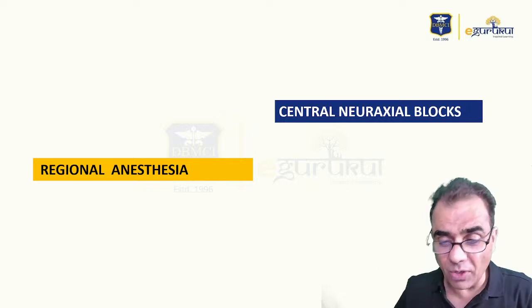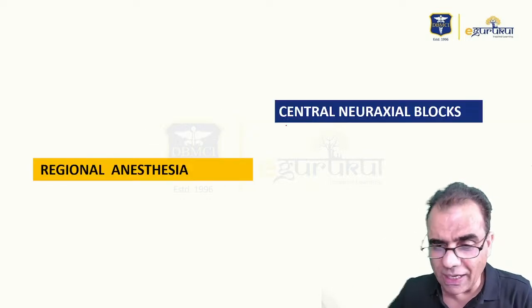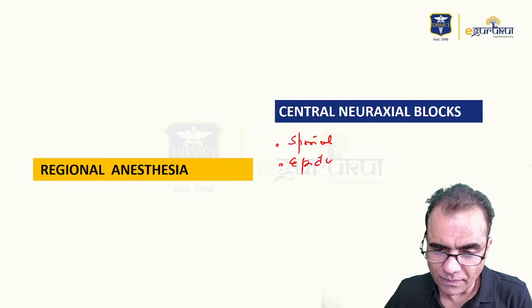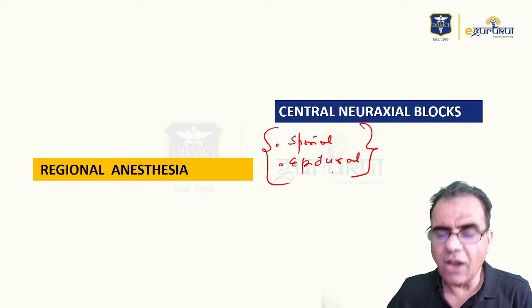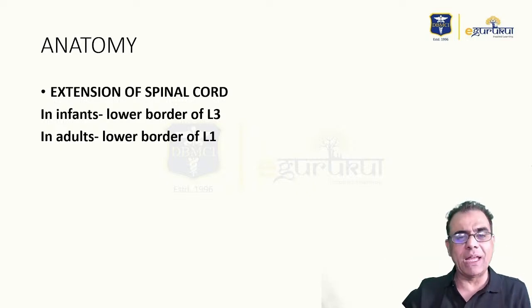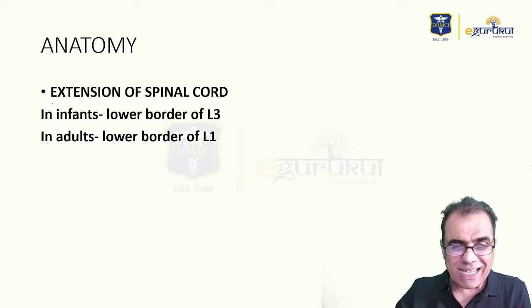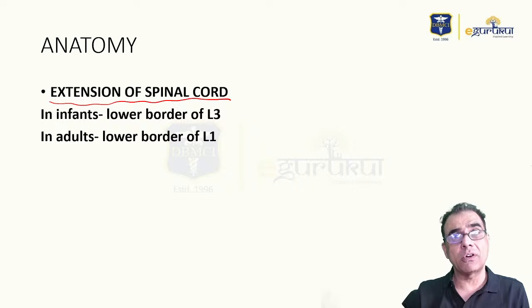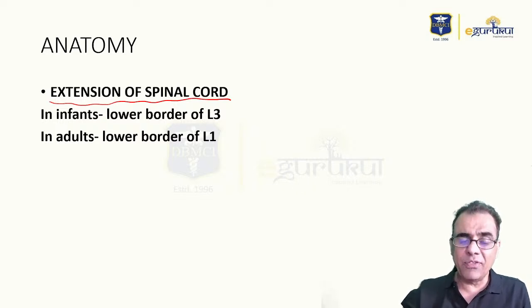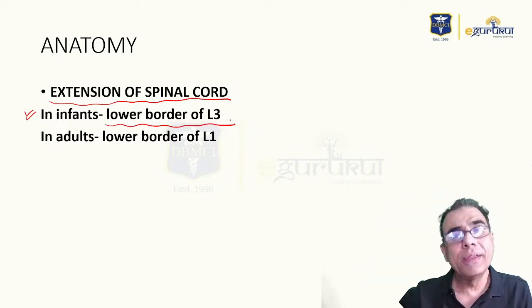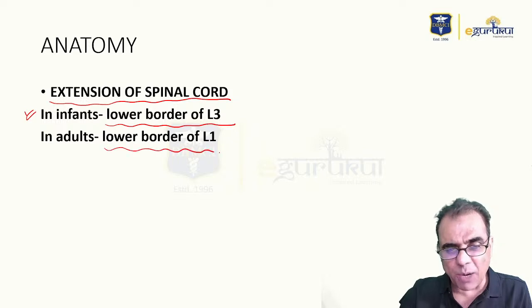Now central axial block. I told you central axial block means spinal and epidural, given along the central neural axis. Now before that, a few anatomical points that you must know, or applied anatomy that you must know. What is the extension of the spinal cord? Because our aim is that we should not damage the spinal cord. So you know that in infants, the spinal cord extends up to the lower border of L3, while in adults it extends up to the lower border of L1.